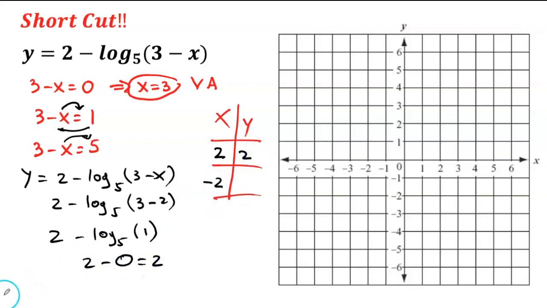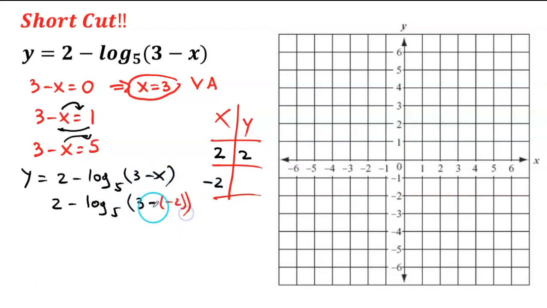Let's plug this value. Now I'll do the same thing, but now I'm going to replace the negative 2. So 2 minus log 5 of 3 minus x. Instead of the x, I'm going to replace it by negative 2. Be careful. 2 negatives becomes positive. So I'll have log on base 5 of 3 plus 2 is 5. If the base and the argument are the same, log base 5 of 5 is 1. 2 minus 1 is 1. So here I have my table of values.